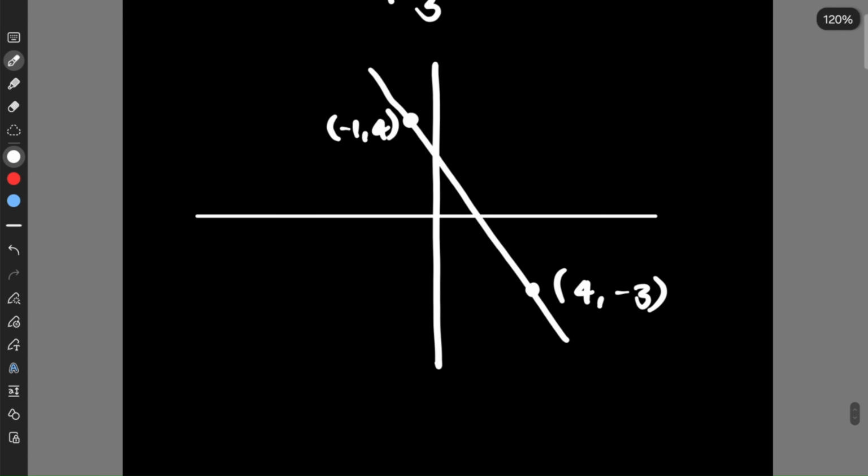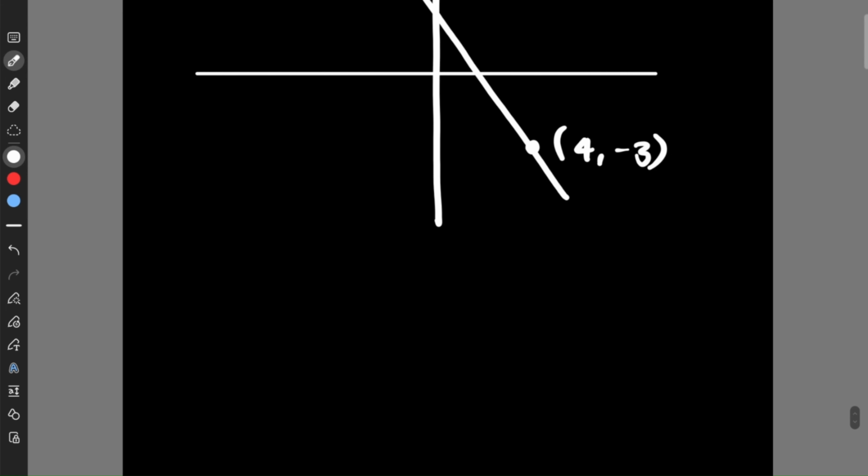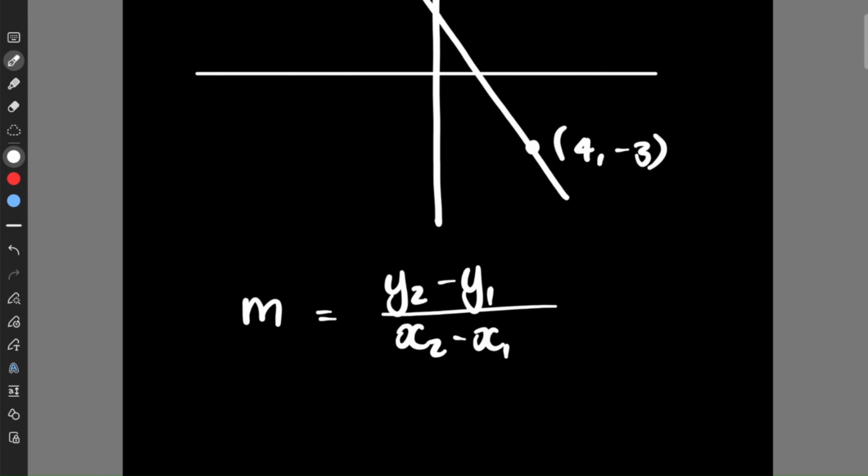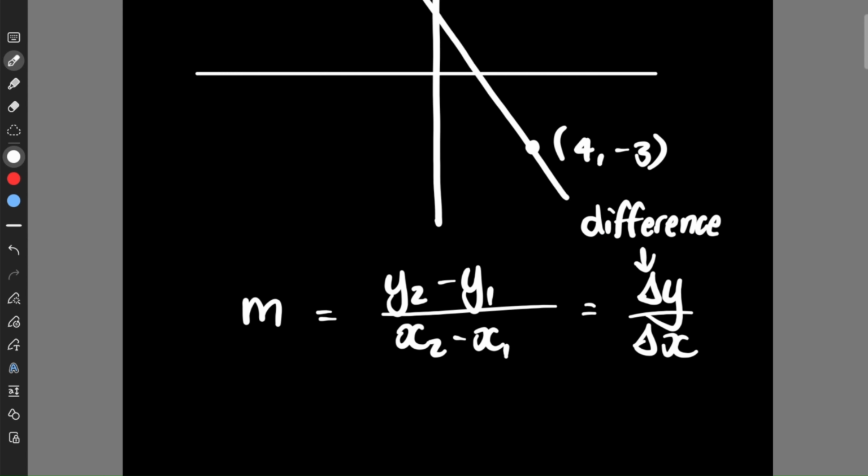So what we're going to do is plug it into the same formula. m is equal to y2 minus y1 over x2 minus x1. This is also written as delta y over delta x. What this delta means is the difference. And essentially, I hope you can see that this is just the difference. It's the one minus the other, and that's why it can be written in that equivalent form.